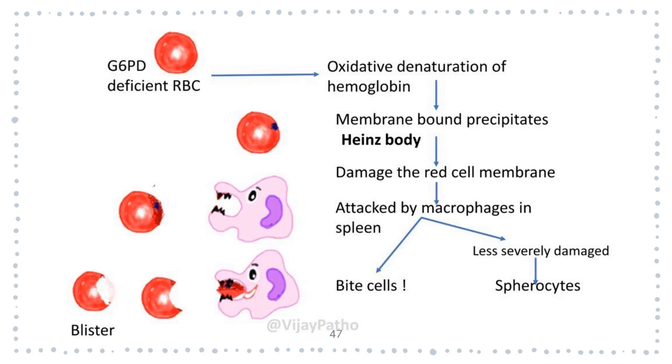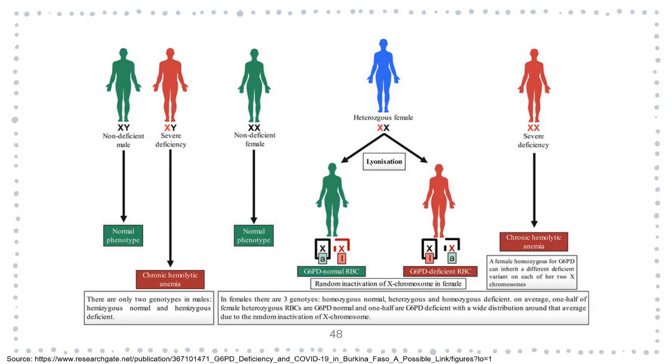So this is the denatured hemoglobin that clumps into something called a Heinz body, which is the blue dot you can see in this red blood cell. This Heinz body will damage the red cell membrane and cause an attack by the macrophages in the spleen. So this will result in bite cells, and if it's less severely damaged, you can find spherocytes. You can also find blister cells, and from an exam point of view, they might bring you a blood film. A Heinz body suggests that there is denatured hemoglobin present, which can happen in G6PD deficiency.